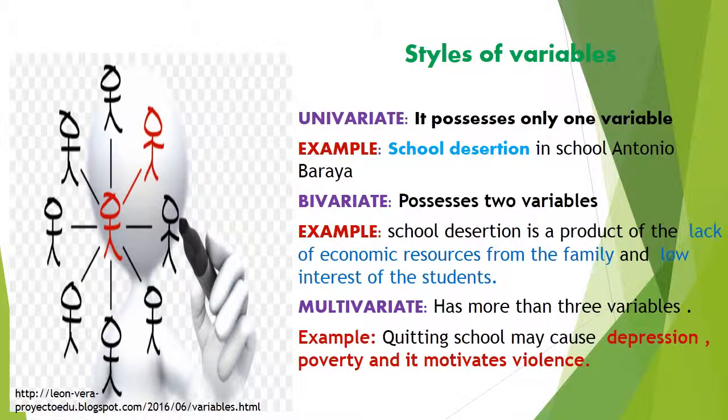Styles of variables. Univariate. It possesses only one variable. Example: a school desertion in School Antonio Baraya. Bivariate. Possesses two variables. Example: a school desertion is a product of the lack of economic resources from the family and low interest of students. Multivariate has more than three variables. Example: quitting school may cause depression, poverty, and it motivates violence.